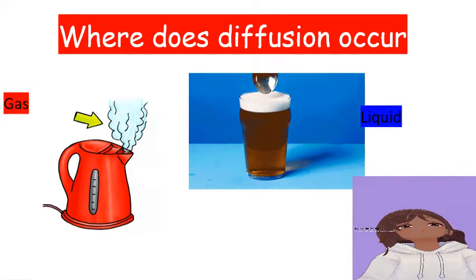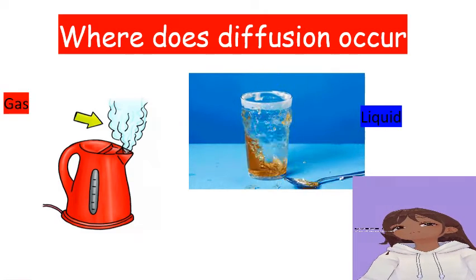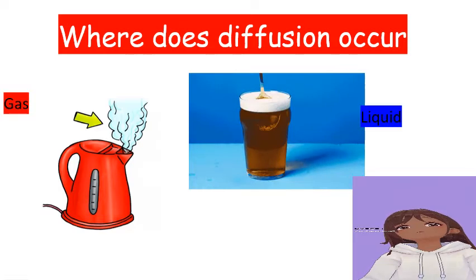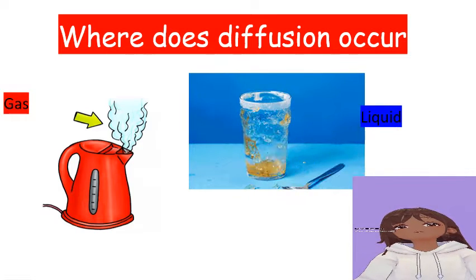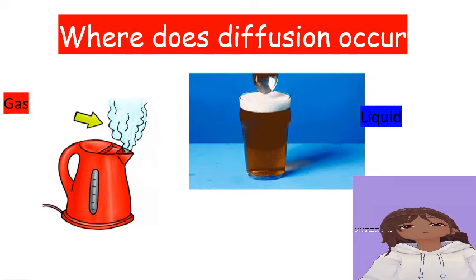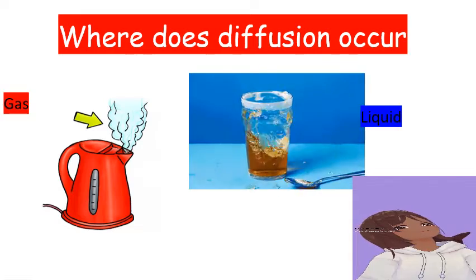So where does diffusion occur? Make a good guess. Now let's look at the two diagrams. The first one is a diagram showing what? Very good, a gas. And the second one is a diagram showing a liquid. So diffusion occurs in gases and liquids.